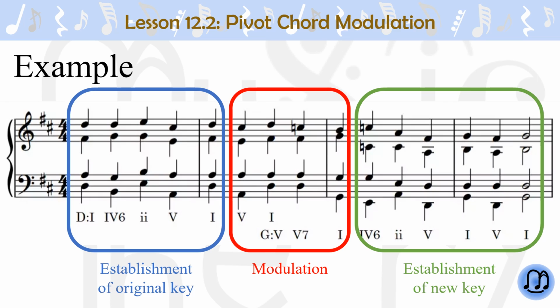The last part, the establishment of the new key, is in the green rectangle. It starts on the second beat of the third measure and goes until the end. The progression is 4, 6, 2, 5, 1, 5, 1 in G major, ending with a perfect authentic cadence.